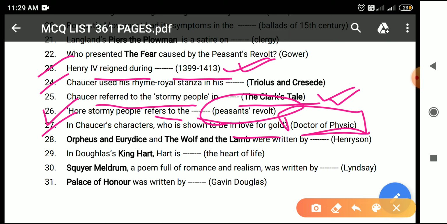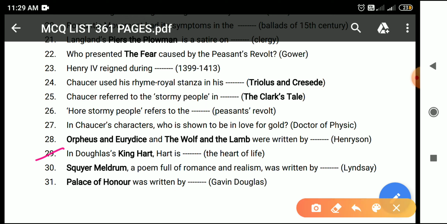28. Orpheus and Eurydice and the Wolf and the Lamb were written by Henryson. Henryson wrote Orpheus and Eurydice and the Wolf and the Lamb. Okay. The next is in Douglas's King Hart. Hart is what? Hart is the heart of life. Squire Meldrum, a poem full of romance and realism, was written by Lindsay. Lindsay was the person who wrote a poem full of romance and realism. The poem is Squire Meldrum.